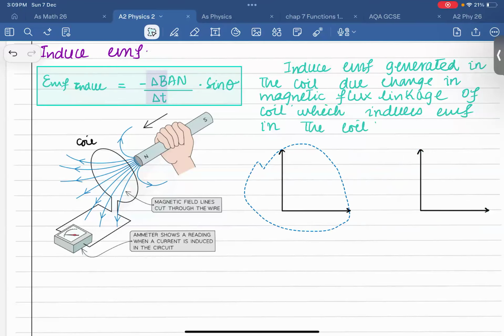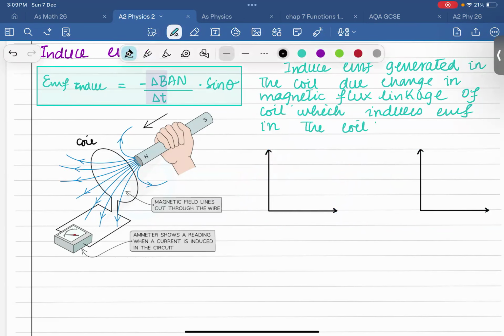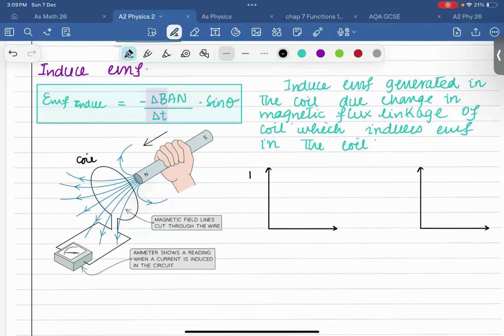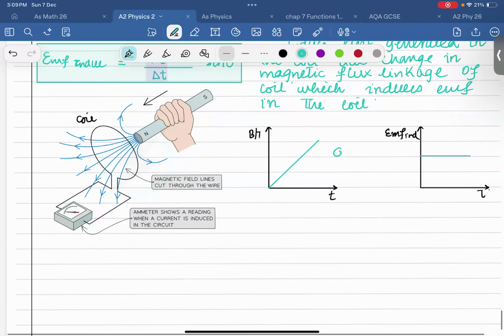So if I have the graph for the magnetic field, and I am interested in drawing B, the magnetic field graph versus t, and induced EMF versus t. Let's say the graph for the magnetic field looks like this. So the induced EMF graph would be the gradient of this one. It will be the gradient of the first graph. So just keep in mind that.